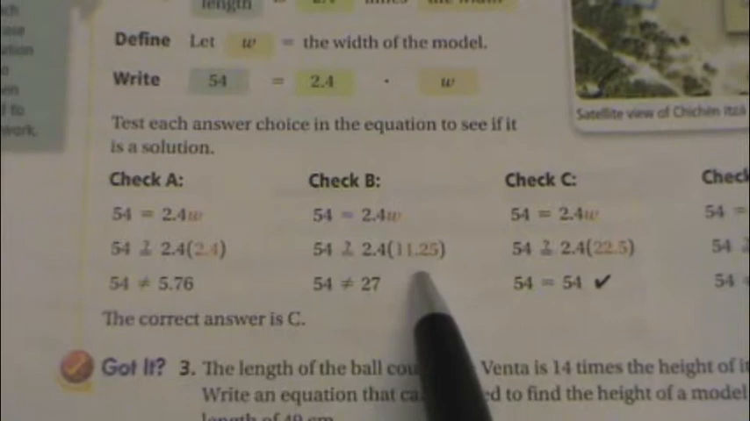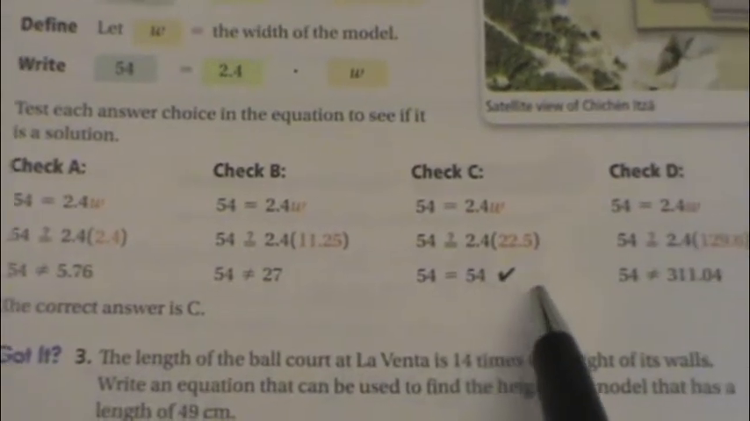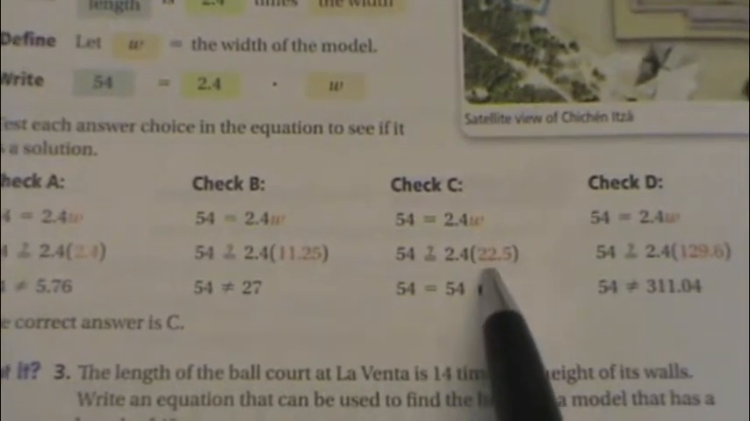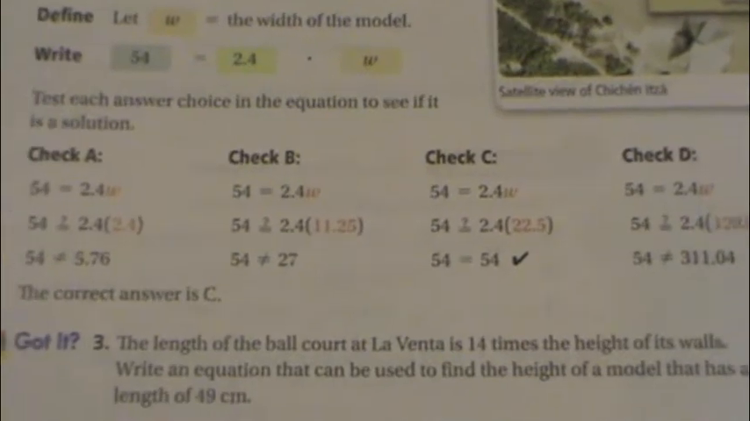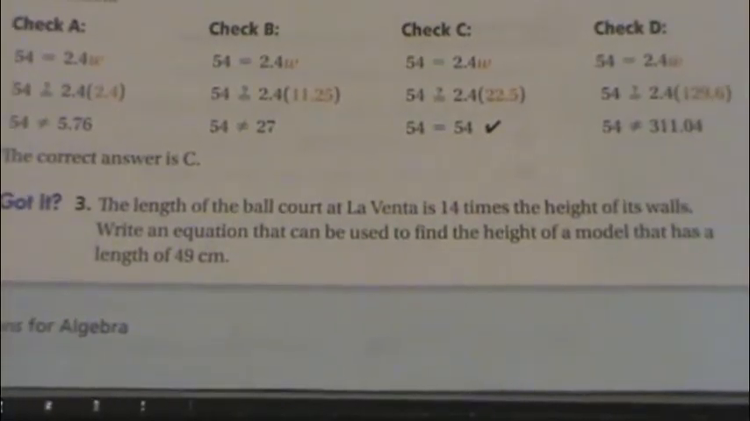No. The letter B choice that they give you is 11.25, and that doesn't work out. The letter C answer they give you, 22.5, does work. That's your answer. Focus down here on got it number 3.